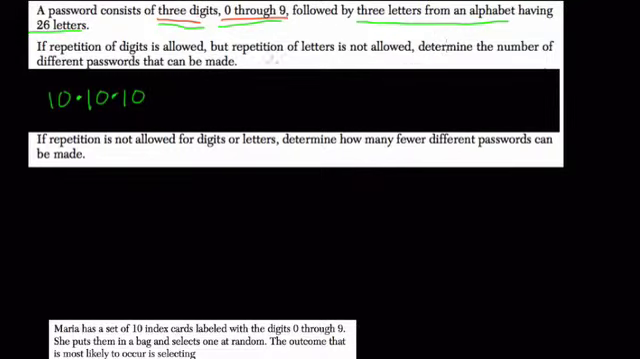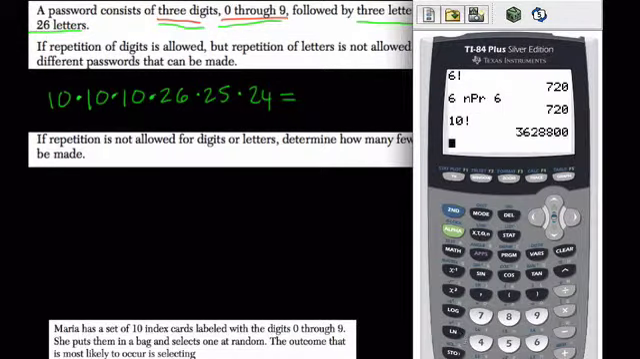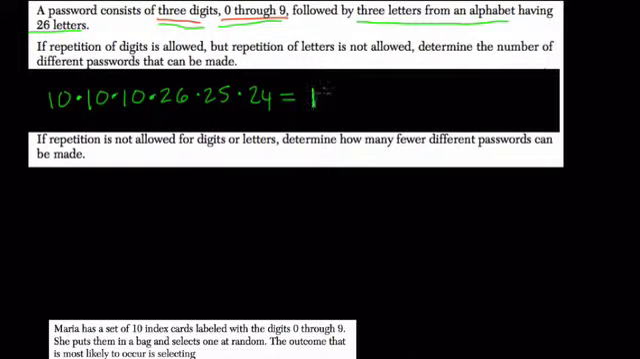And then for the alphabet, we can't repeat those letters. So there are 26 letters to pick from, then 25 because we can't repeat, and then 24. So there's going to be a lot of ways to make this combination. We have 10 to the third, which of course is 1,000, times 26 times 25 times 24. In total, we have 15,600,000, quite amazing, ways to arrange these digits into a password.